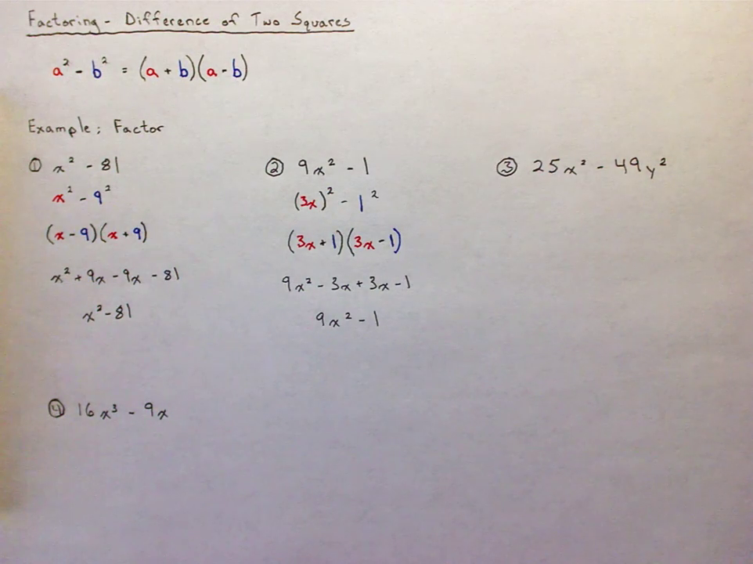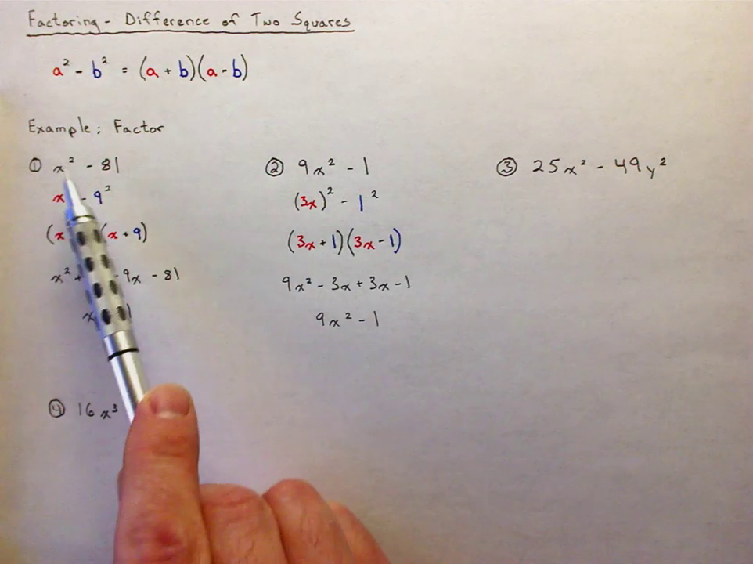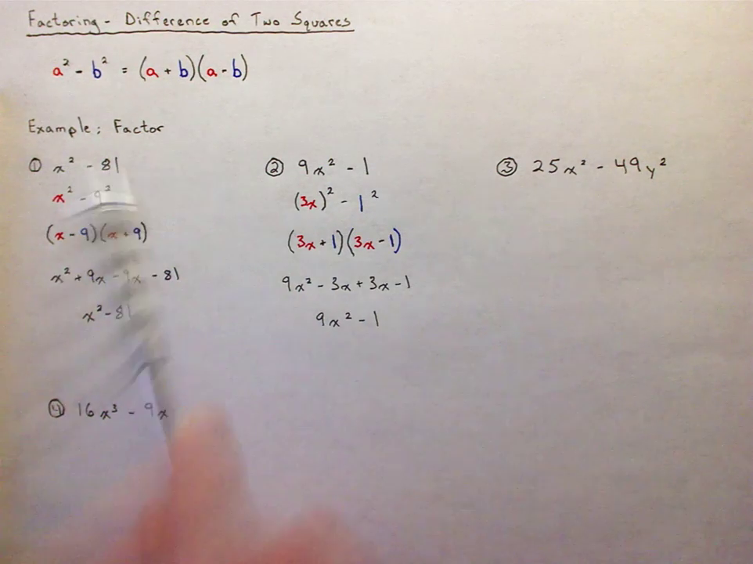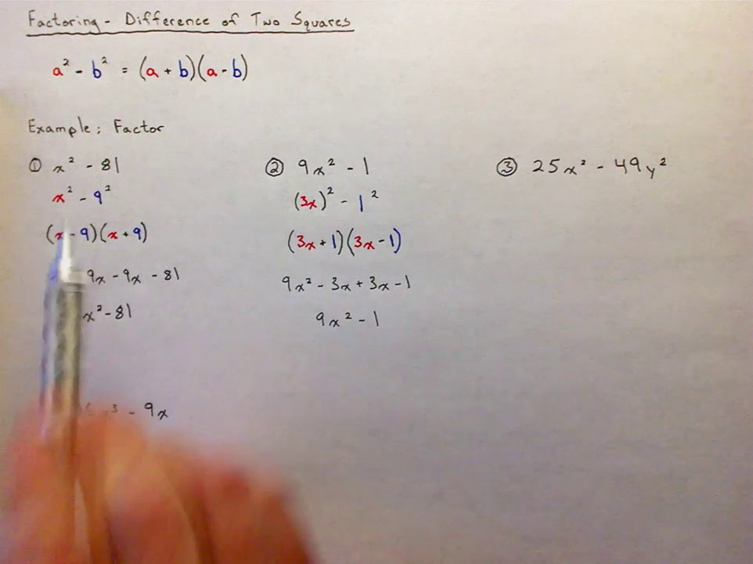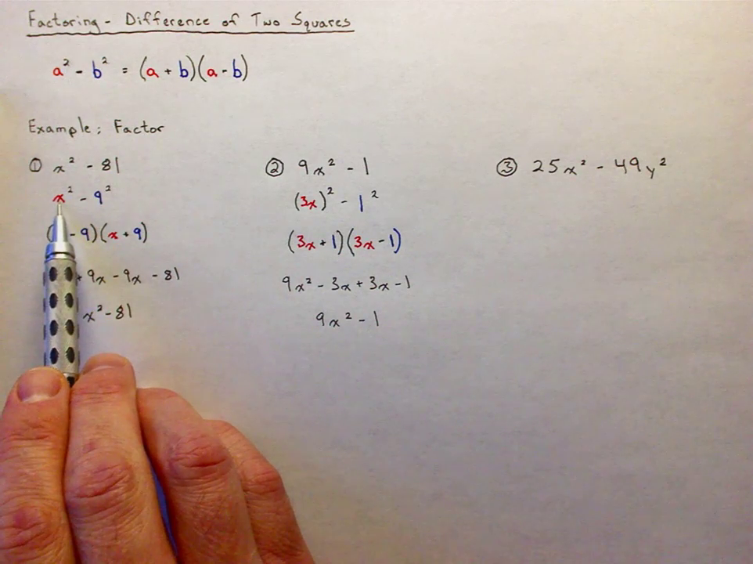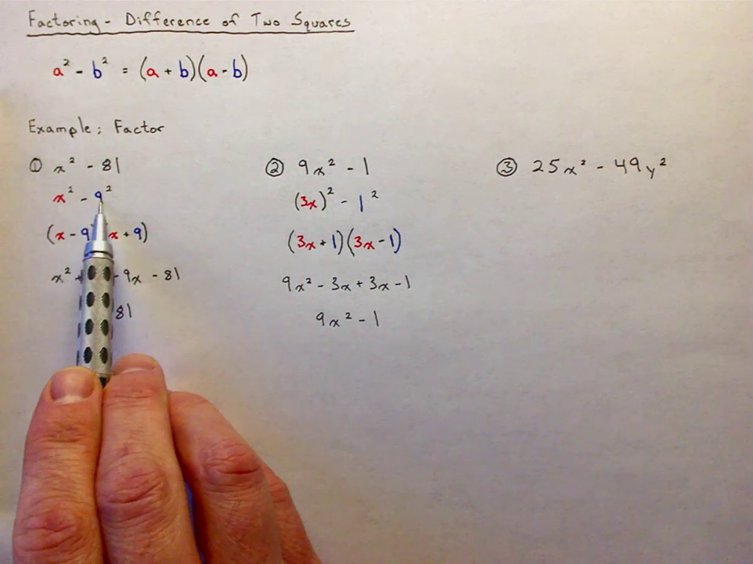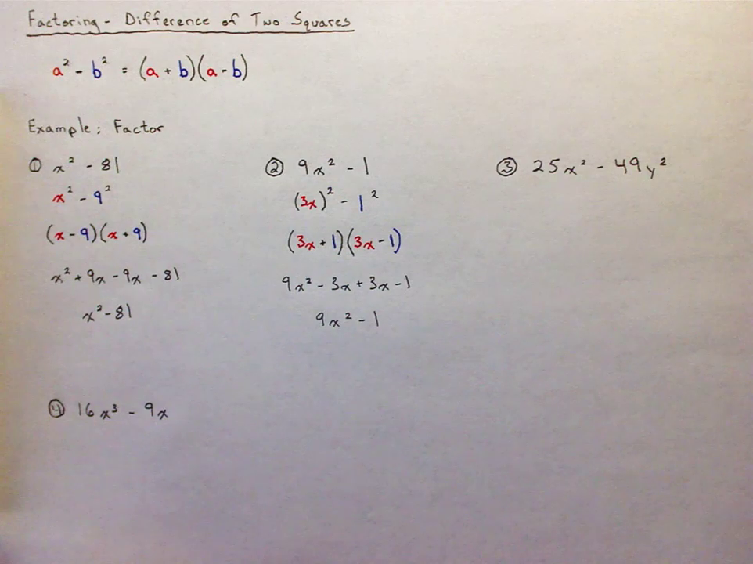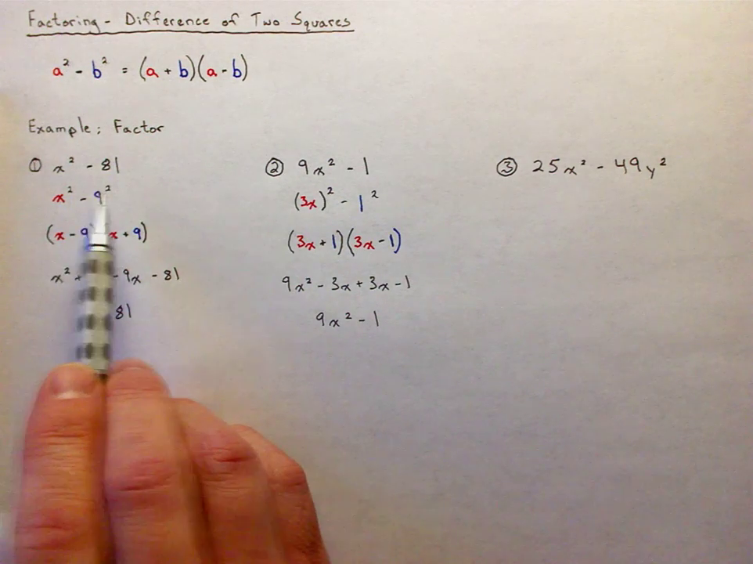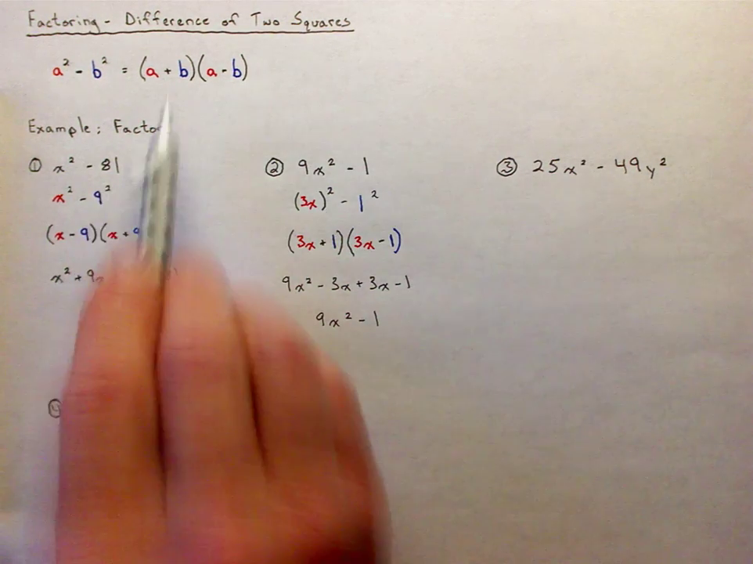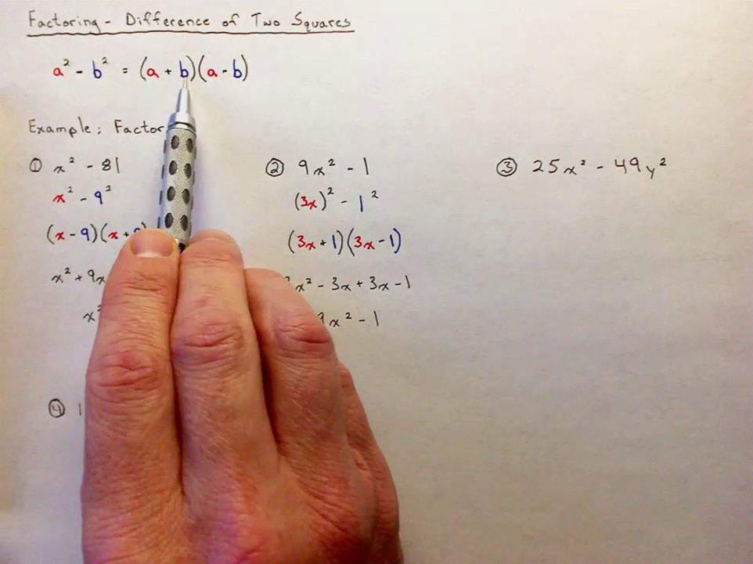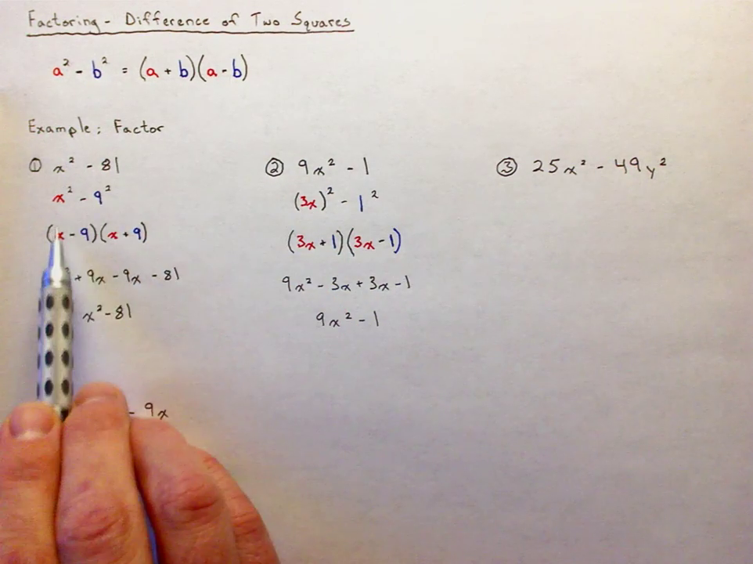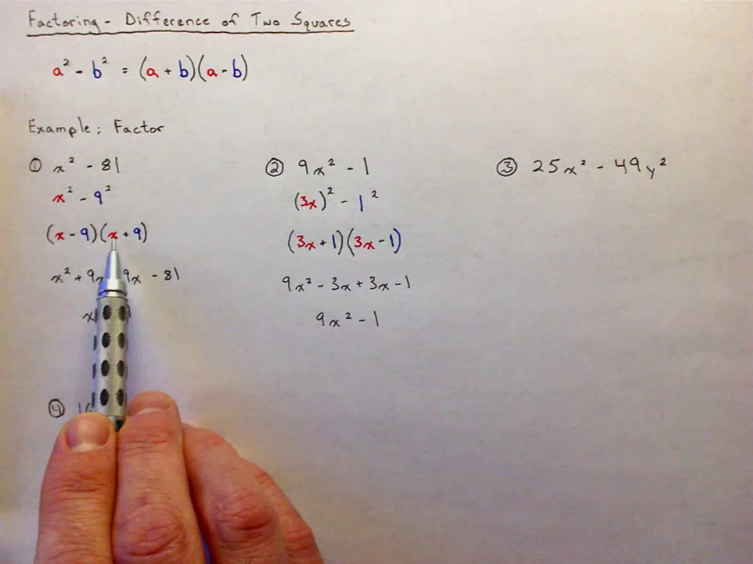So let's look at some examples. I have x squared minus 81. Color code it. This is my a, x squared. This is my b, 9 squared. So identifying a and b, I simply plug into this formula. A plus b times a minus b. X minus 9 times x plus 9.